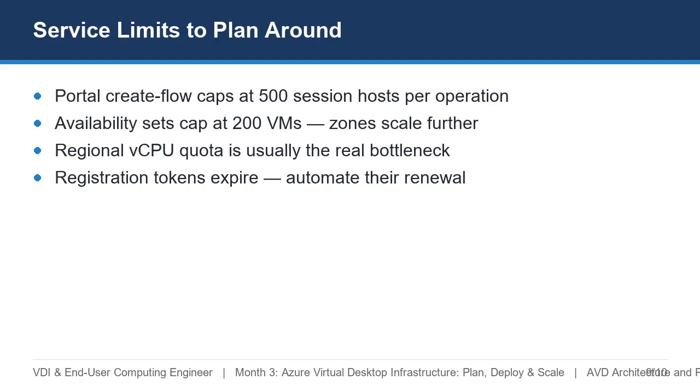A handful of practical limits shape design at scale. The Azure Portal's host pool creation wizard caps a single operation at 500 session hosts, so large fleets are built in batches through automation. Availability sets cap at 200 virtual machines, which is one reason large pools lean on availability zones instead. Regional vCPU quota is almost always the real constraint, so request increases early. And host pool registration tokens expire on a schedule you set, so your automation needs to handle renewing them, not just the first deployment.